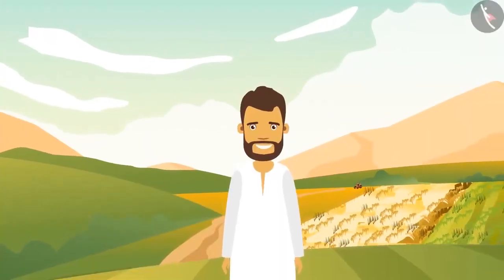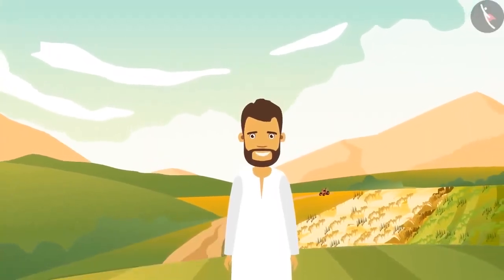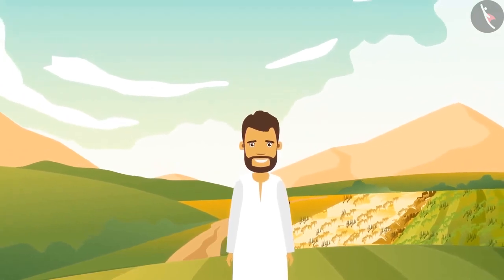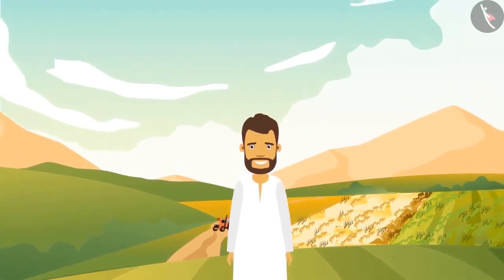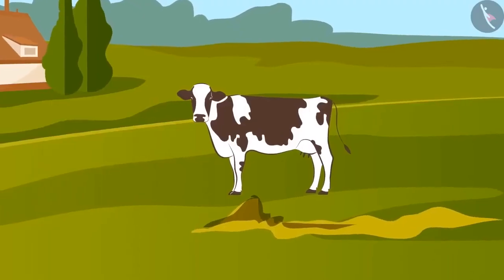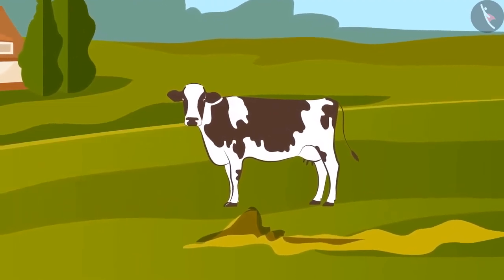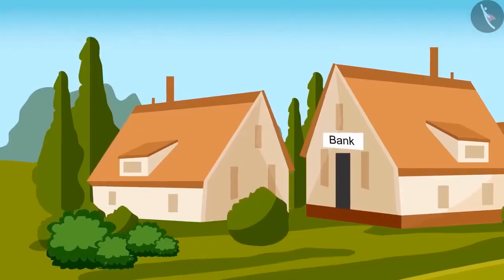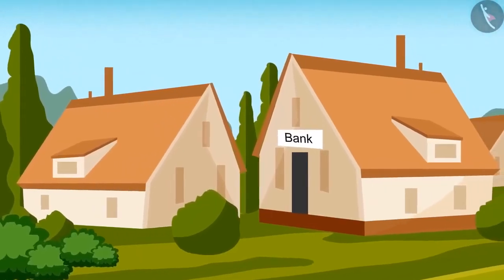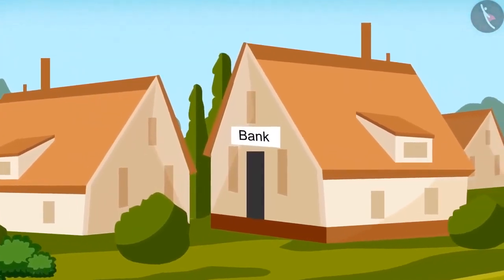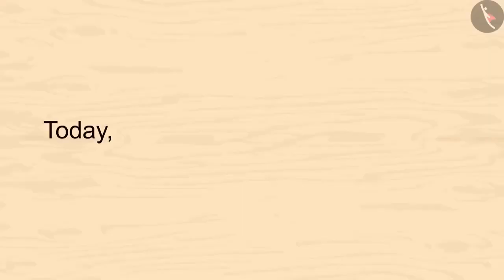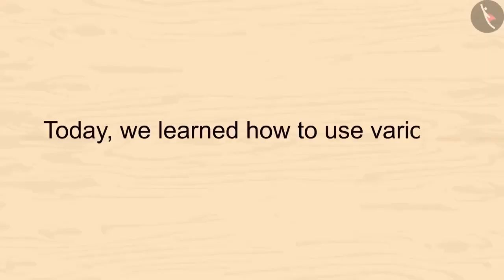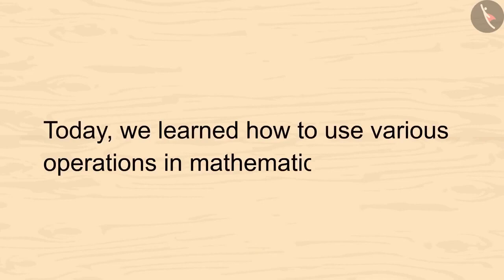Kareem is very happy because by growing 2 different kinds of crop, his field has become more fertile. At the same time, now he can buy a cow with the profit he earned by selling both the crops. He's also planning to keep the rest of the money in the bank. So today we learned how to use various operations in mathematics.